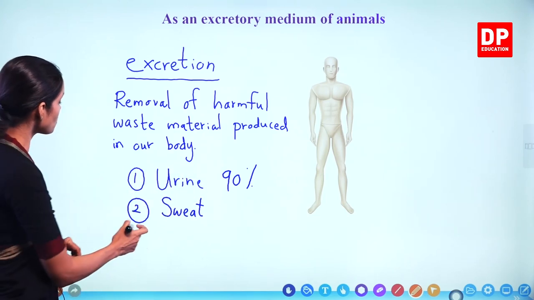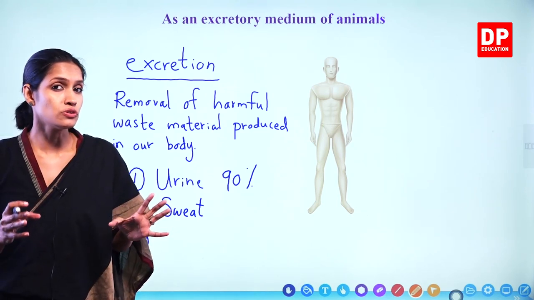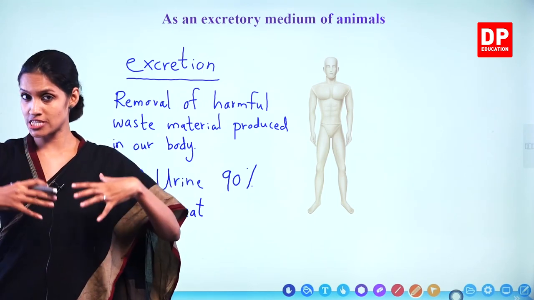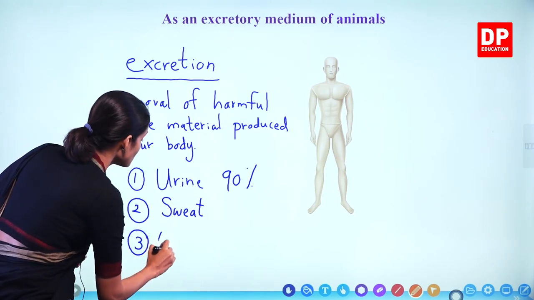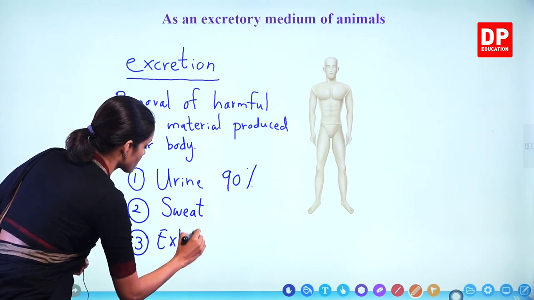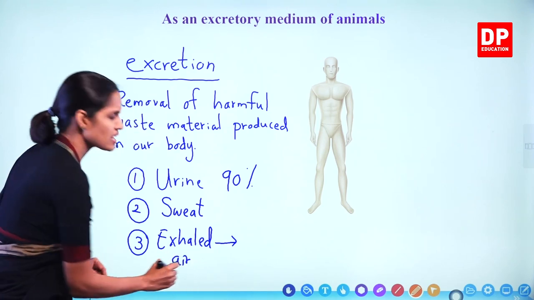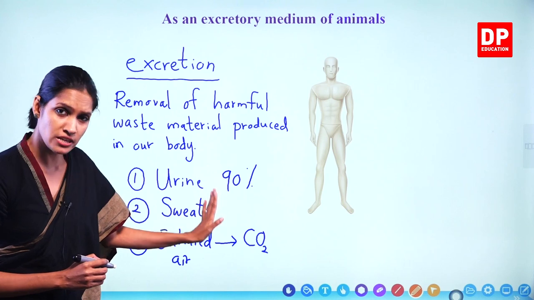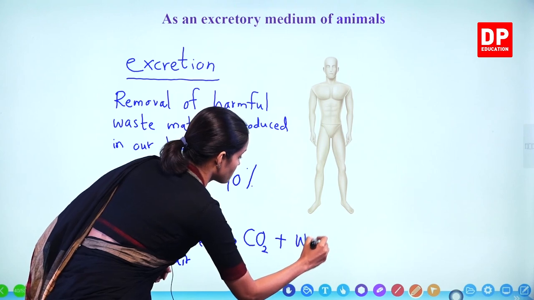What is the third method of removal of the substance? By exhaled air. You all know that when we breathe, we inhale oxygen and we exhale carbon dioxide. So the main substance present in exhaled air is carbon dioxide gas. I will write the formula, carbon dioxide gas. But remember, apart from carbon dioxide gas, exhaled air contains water vapor as well.